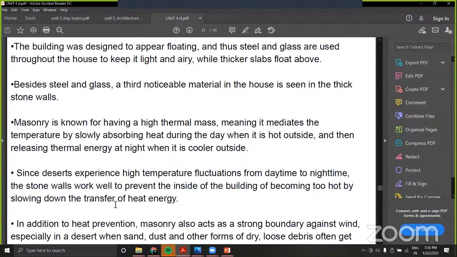In addition to heat prevention, the masonry also acts as a strong boundary against the wind, especially in the desert where sand, dust, and other forms of dry and loose debris often get blown about. Since it is a desert, there will be a huge amount of wind. So to reduce the polluted things which come into our structures, he also provided stone masonry walls on the outside of the building in accordance with the wind direction.